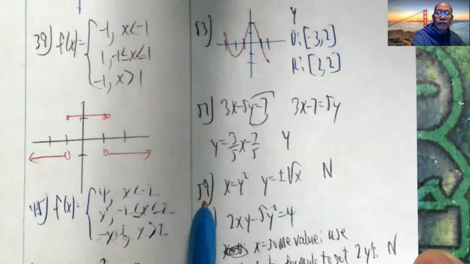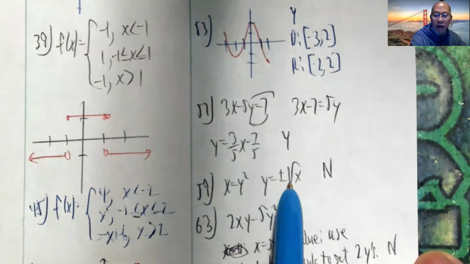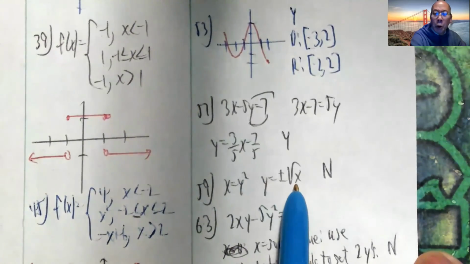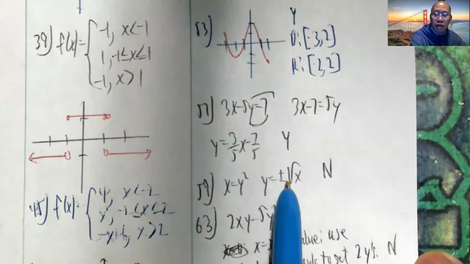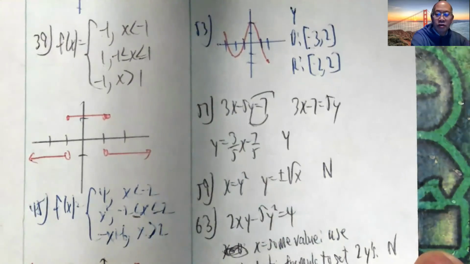We know that. 59, x equals y squared is not a function because that means y is plus or minus radical x. So if you give me a value of x like 4, y could be plus or minus 2. That violates the idea of 1 x giving me only 1 y for a function. So no, that is not a function.